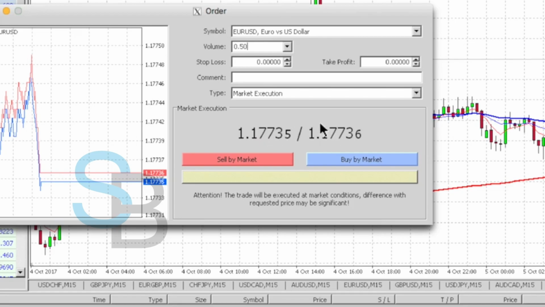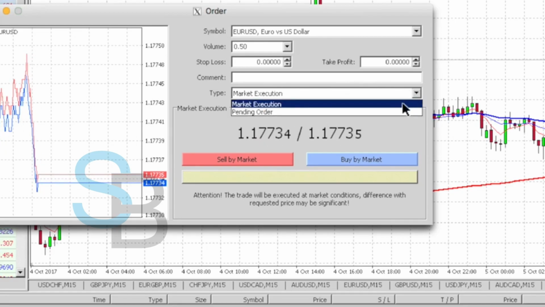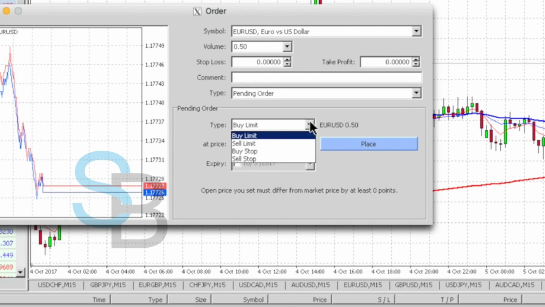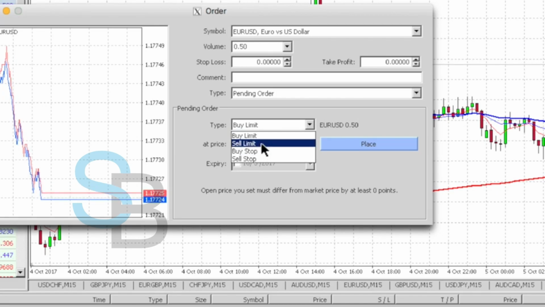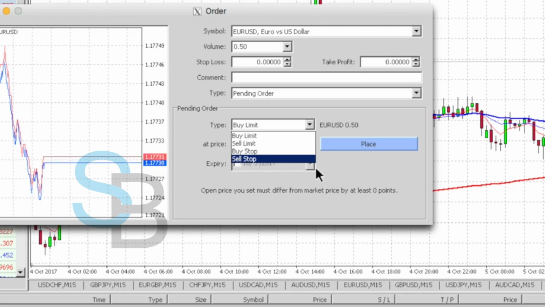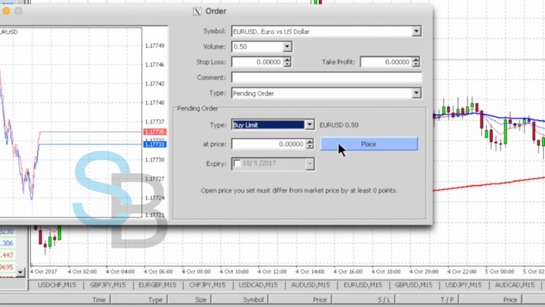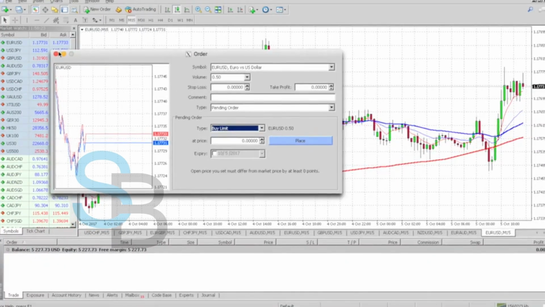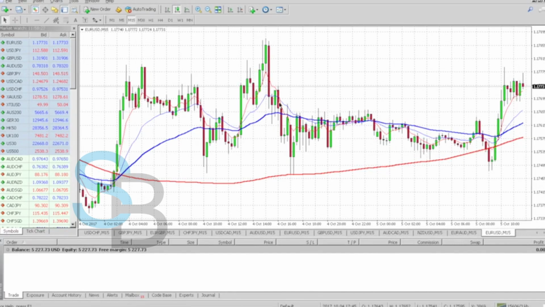There's a spread. Or you can put a pending order where you can buy limit, buy stop, sell limit, or sell stop. All this is covered in the lesson on placing orders, right? And you can place the order, you can place your stop loss over here and your take profit over there, right? So pretty simple to use once you get a hang of it, right?